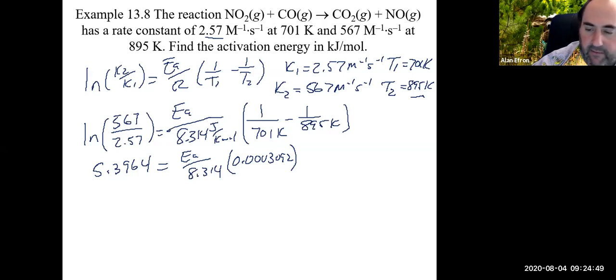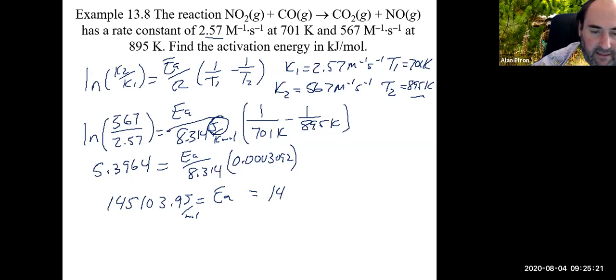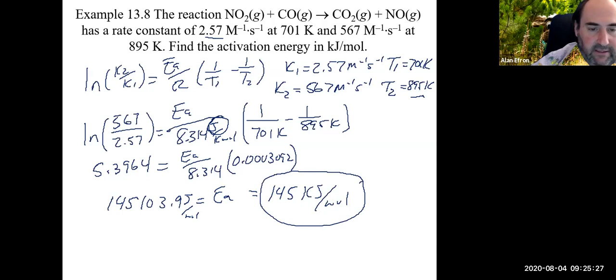And that means that we will take our 5.396 times 8.314 divided by 0.000392, which gives us 145,103.9, equals our E of A. Units here would be joules based off of this number, so it would be joules per mole. Again, activation energy is typically in kilojoules. So you can divide it by 1,000 and get something like 145 kilojoules per mole in this particular case.